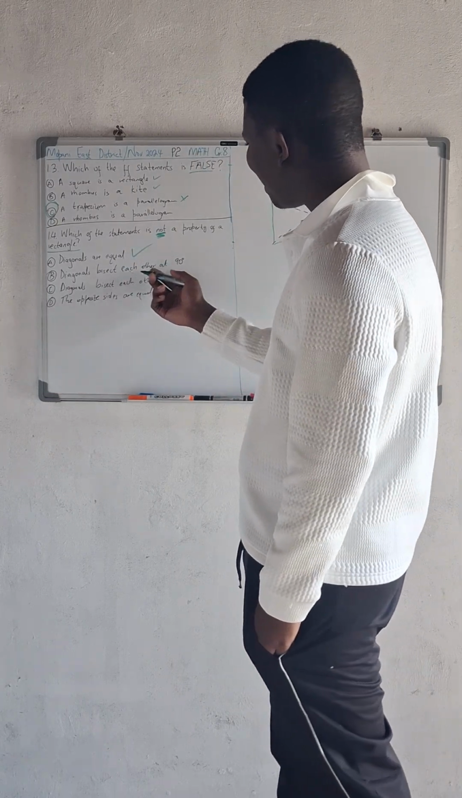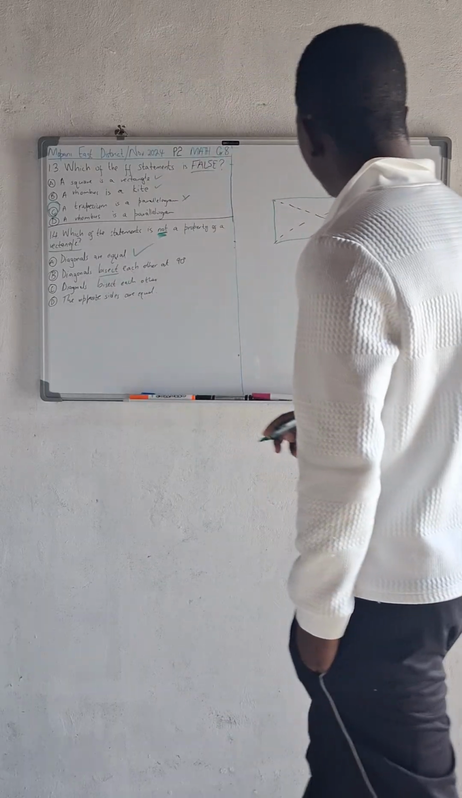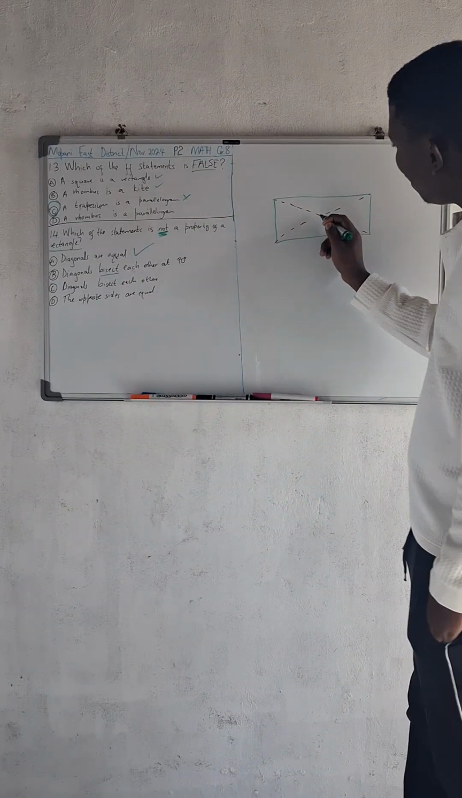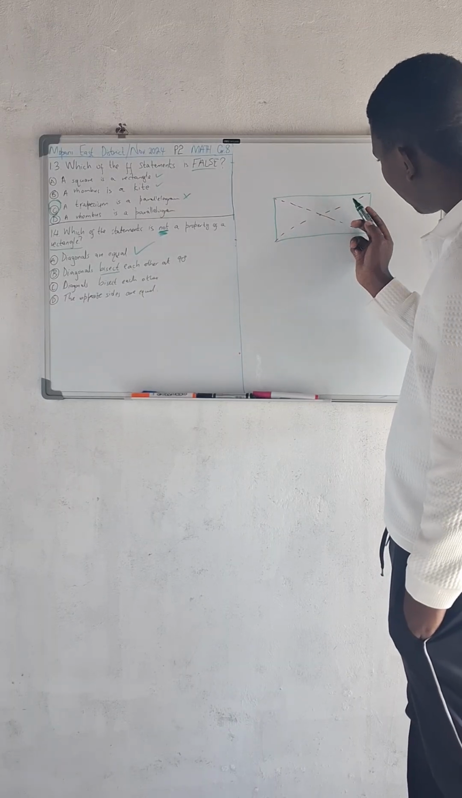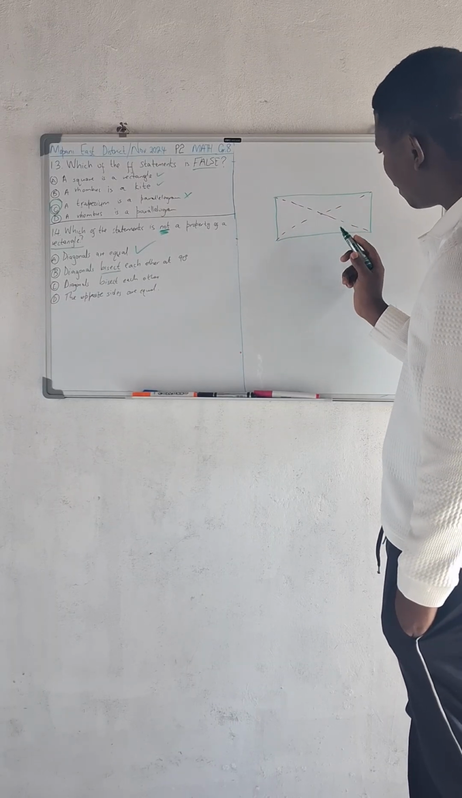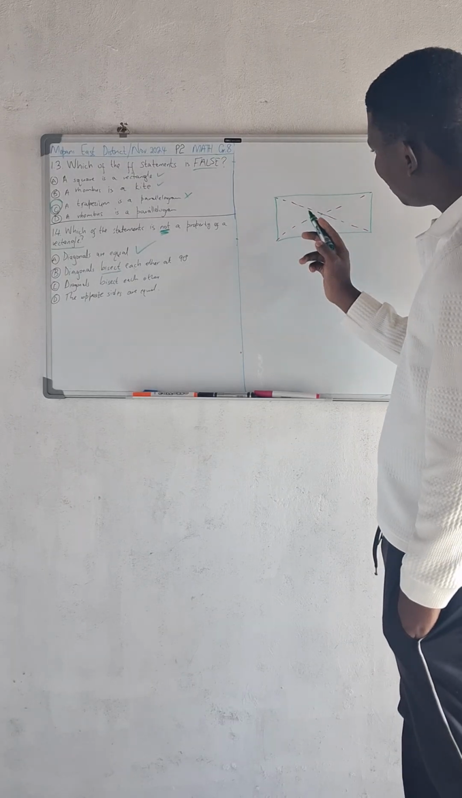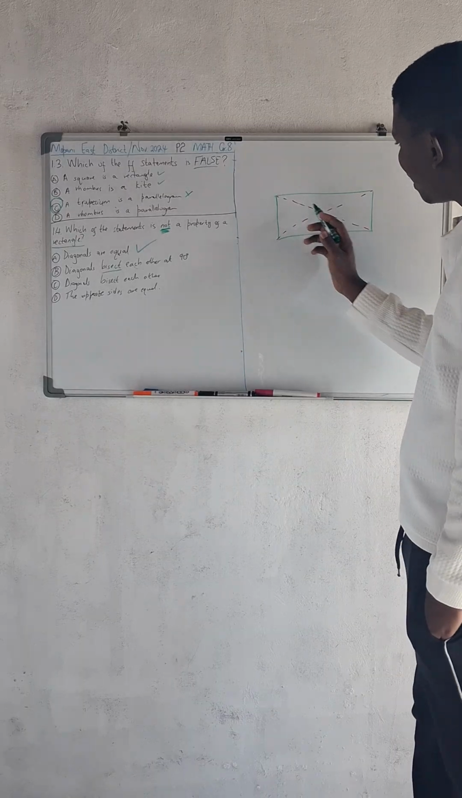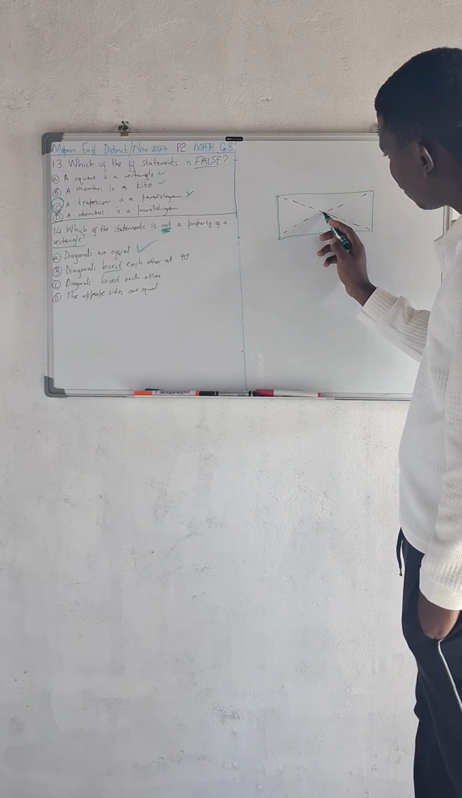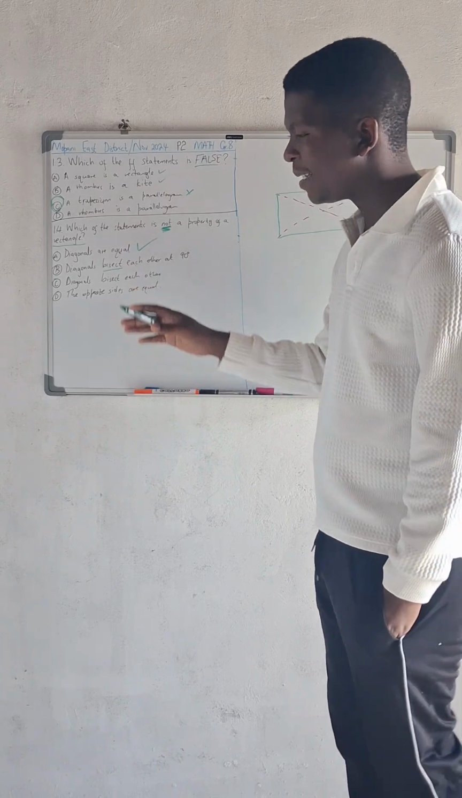These diagonals bisect. Now I want us to talk about bisecting. Bisecting means wherever they meet, let's talk about this one. This one is equal to that one. The moment they meet, the line from here to there divides into two equal halves. This line is equal to that one. Even this one from here to here is equal to there. So that is what they mean by bisect.